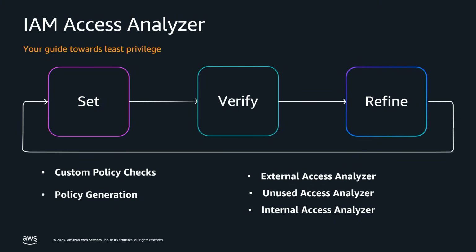Our mental model for doing this is we think of the permissions lifecycle as there are three phases: set, verify, and refine. Those are pretty self-explanatory. Basically, you create some permissions, then you use Access Analyzer to verify what permissions you have created, make sure that is what you intended, and then finally, if it isn't, you go and refine it, which takes you back to the beginning, and so on and so forth.